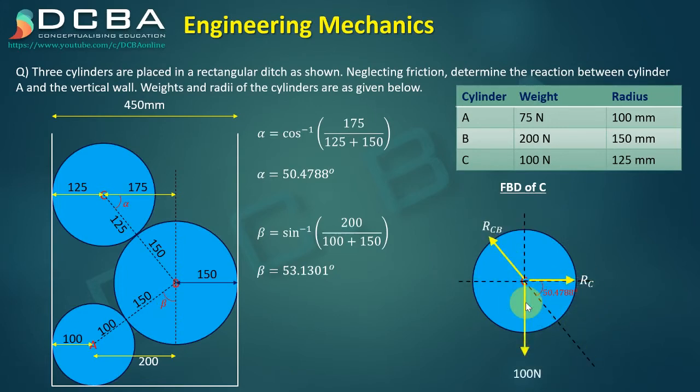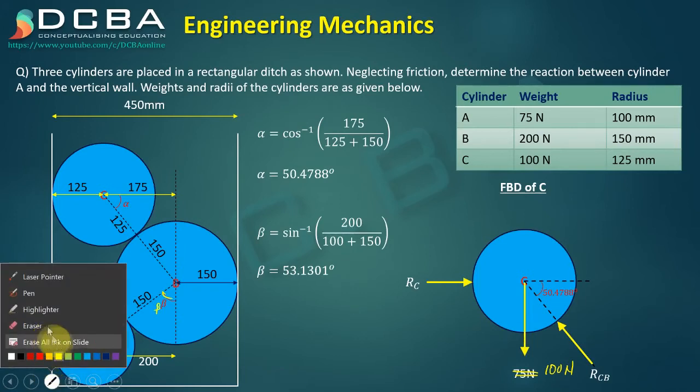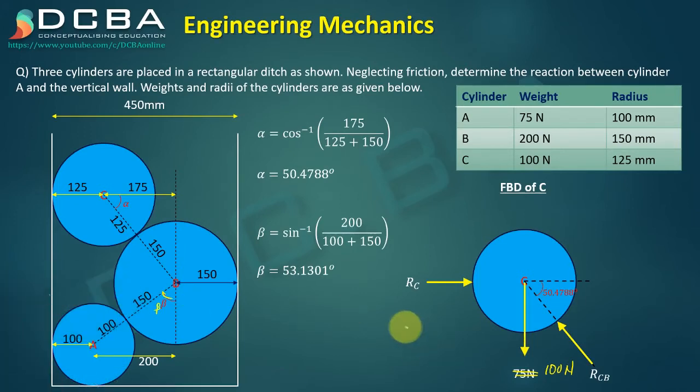So for Lami's theorem to work, what we have to do is that the tail of all the forces, or the heads of all the forces... So if this is a force, this we call the head, this we call the tail. So you need to bring either the tail of all the forces to a single point, or the head of all the forces to a single point.